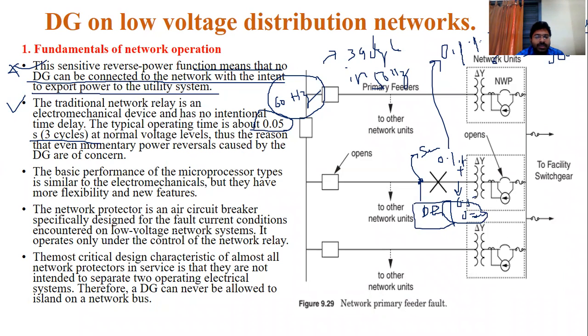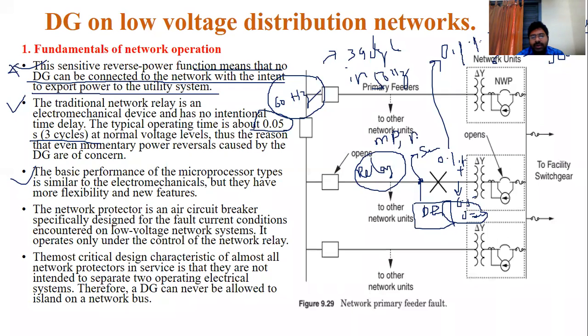Okay, now see, here we can increase the performance of these relays. What is the relay we are assuming here? An electromagnetic relay, because of cost issues and other things. So to increase the performance, we can add microprocessor based relays.